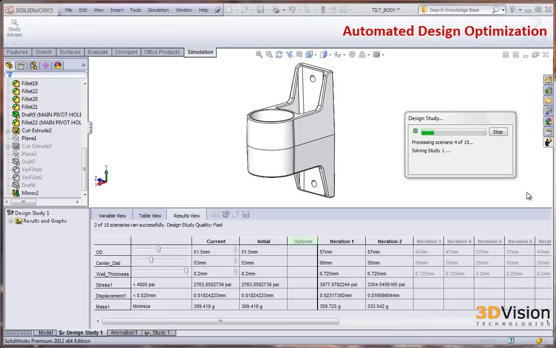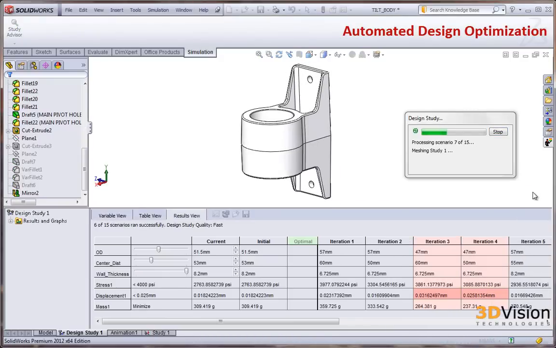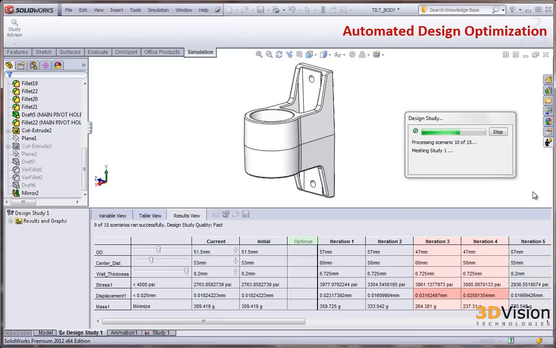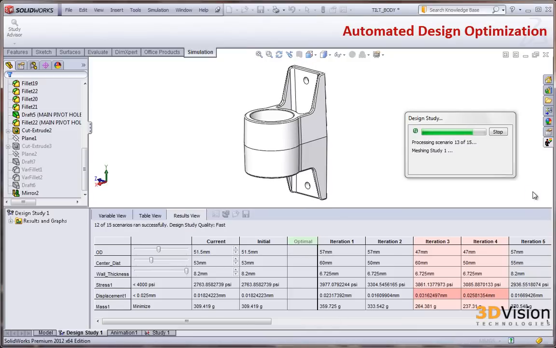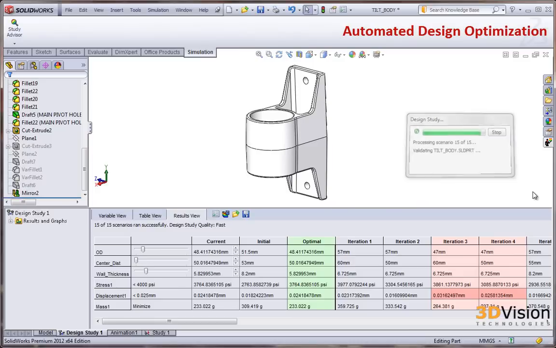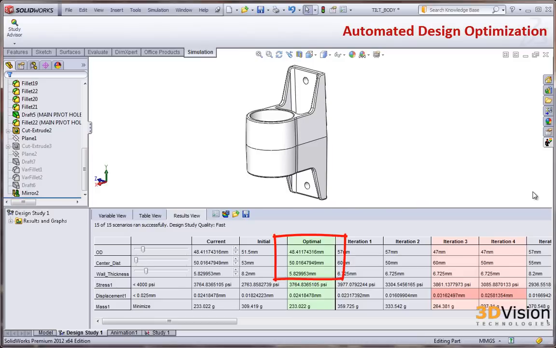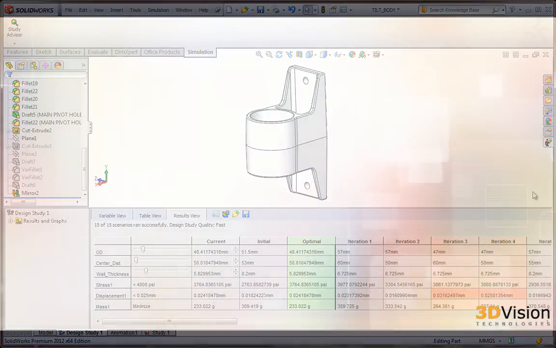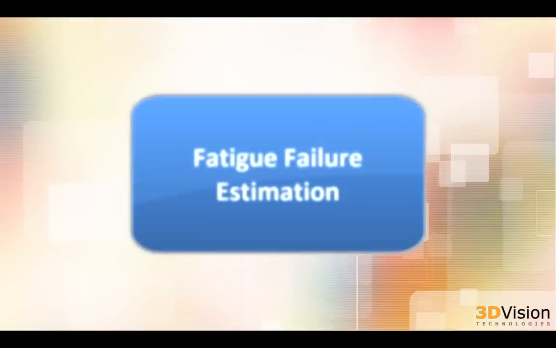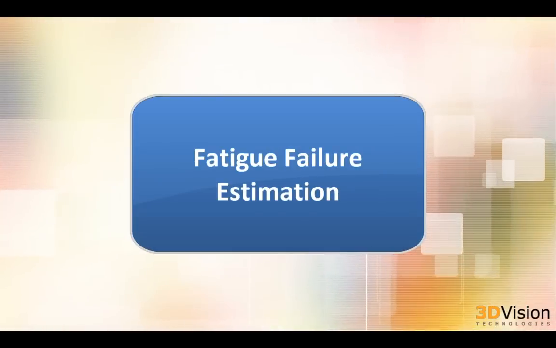Let's allow optimization to take over and determine the optimal combination of these dimensions that will give us the lightest product that meets our design constraints. The solution to this problem shows that with these dimensions, we achieved a 25% weight reduction while meeting our safety factor requirements. This automated process is easy to use and highly efficient and should be a part of every engineer's arsenal.